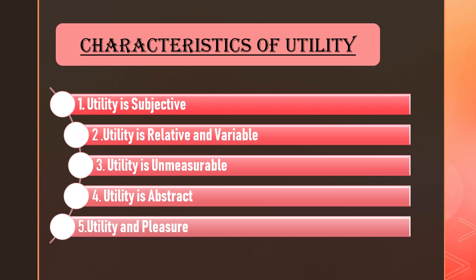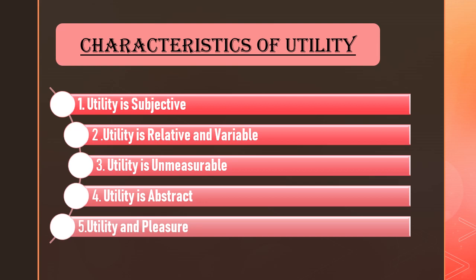The second point is that utility is relative and variable. Utility is highly relative and variable, like it varies from person to person and from time to time or place to place or for the same person. Again, the same commodity can give different utility to different people. Why? Because the utility a person derives from either goods or services depends not only on his psychological attitude but also on the intensity, the amount of desire he has.